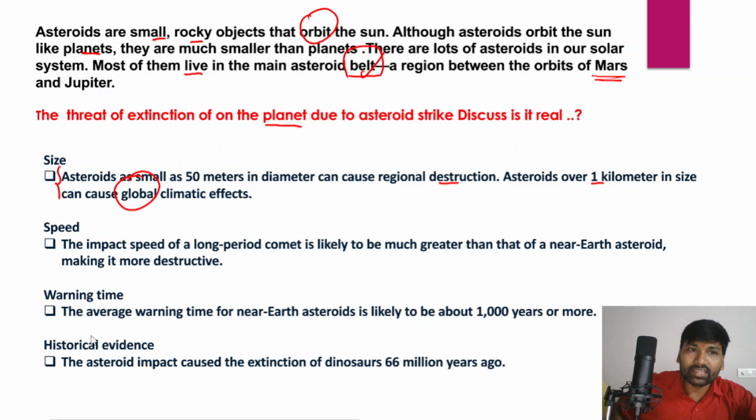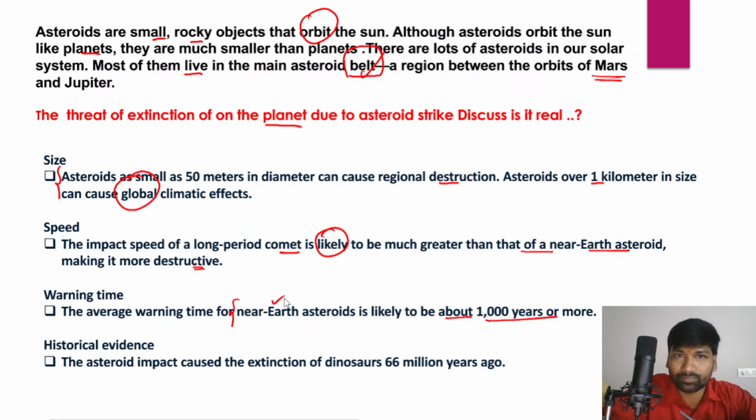And apart from that, the impact speed of a long period comet is likely to be much greater than that of a near Earth asteroid, making it even more destructive. In fact, the average warning time for near Earth asteroids is likely to be about 1,000 years or more, and this is the main advantage. So we could come up with appropriate plans to actually deal with those asteroids.